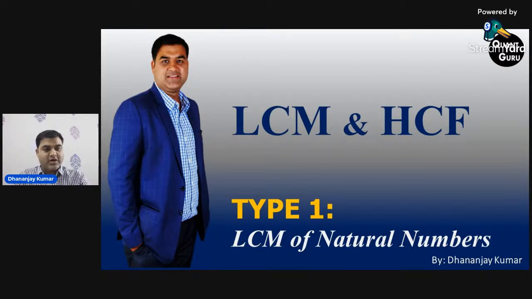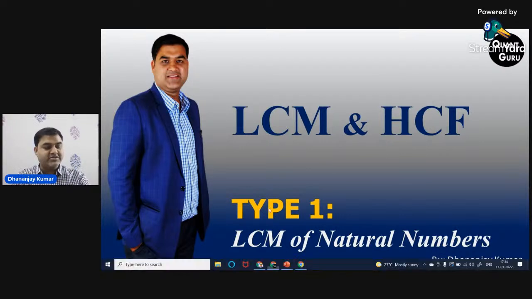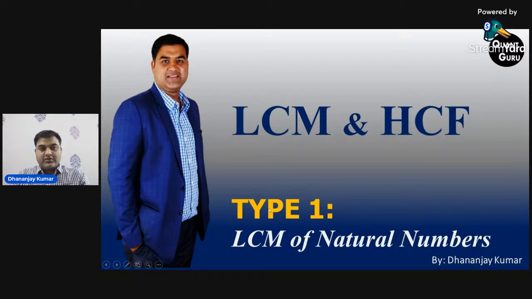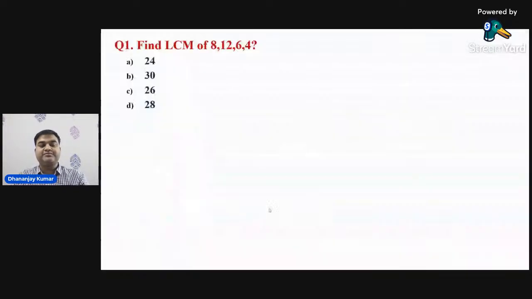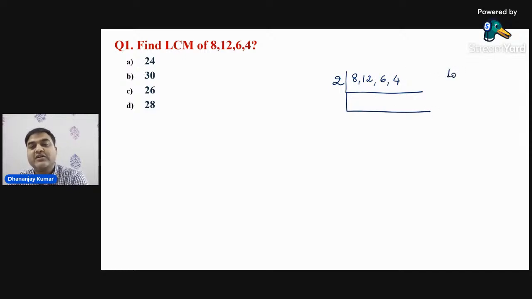Okay, so I'm sure you are able to see on the screen: LCM and HCF. Find the LCM of 8, 12, 6, and 4. So ideally, how do you find that? I will tell you. You start writing 8, 12, 6, and 4, and you find the LCM with the long L method. It is called the long L method.